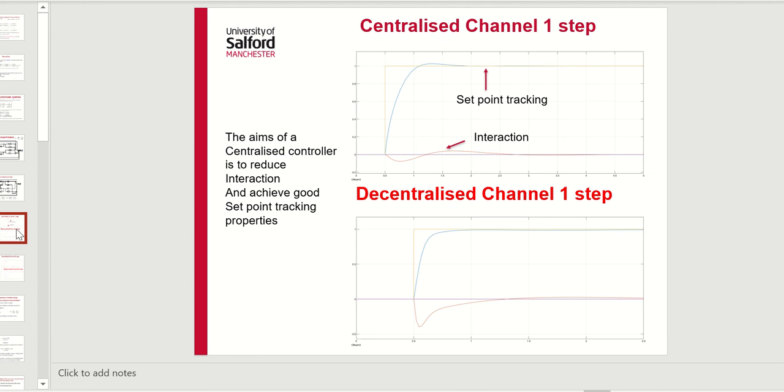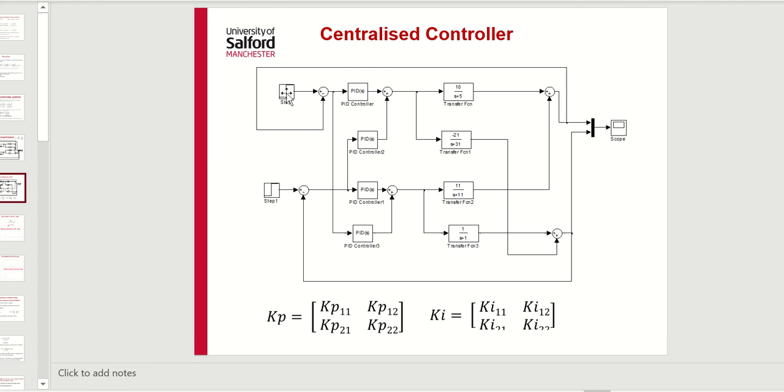And one of the things that we're interested in is really, this is the system we've just seen, and this is a set point tracking characteristic. So we put a set point change on channel 1, so a set point here and nothing on this one. So this has got a set point change on, this one should be constant.